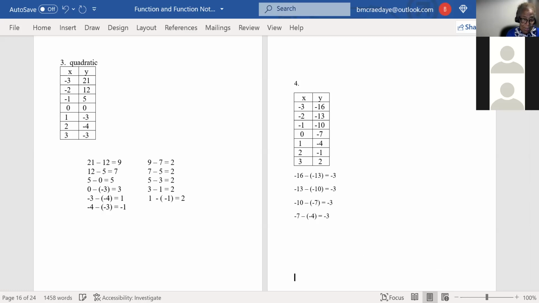All right. And what's the next one? Minus 4 minus what? Minus 1. That's right. And what does that give you? Minus 3. That's right. Minus 4 plus 1 gives you minus 3.